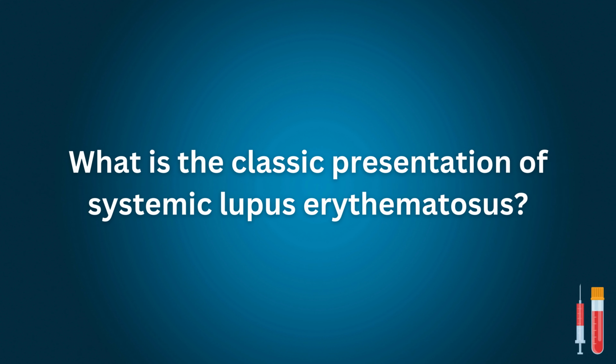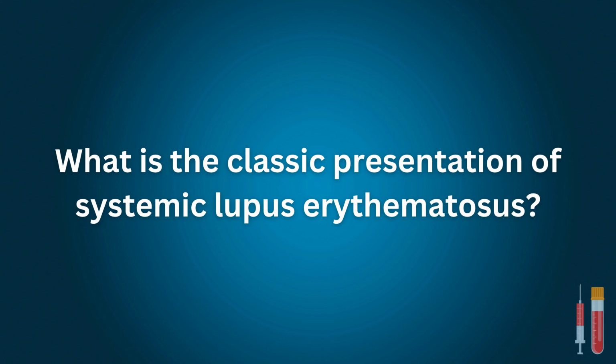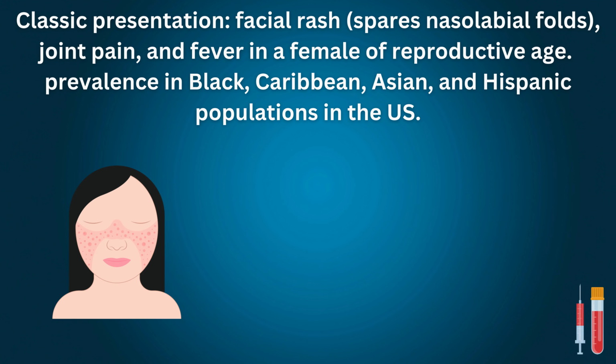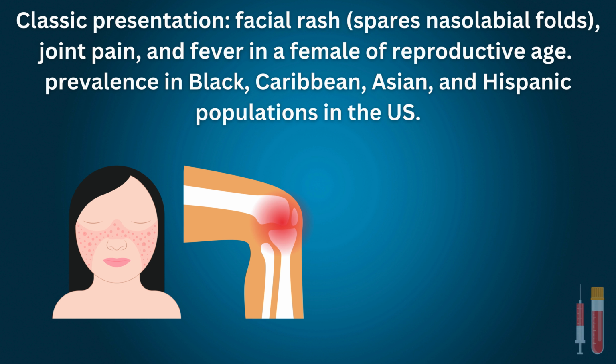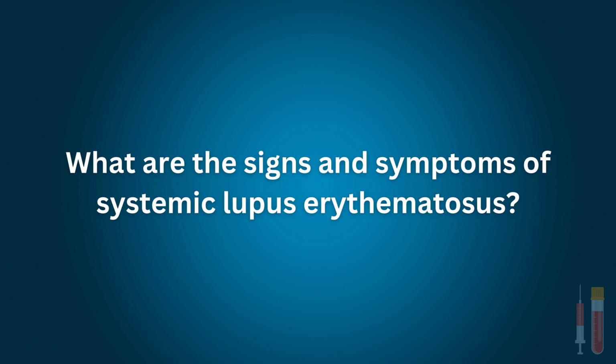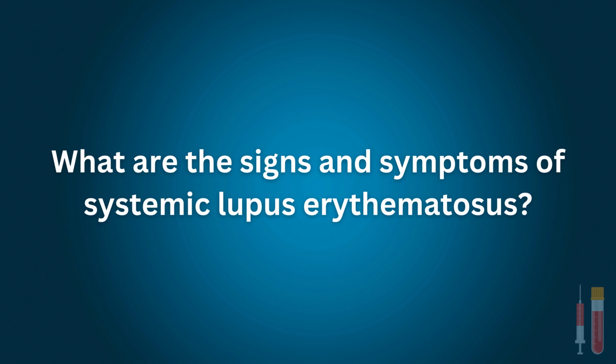What is the classic presentation of systemic lupus erythematosus? The classic presentation of SLE includes facial rash, which spares nasolabial folds, joint pain, and fever in a female of reproductive age. The prevalence of systemic lupus erythematosus is high in Black, Caribbean, Asian, and Hispanic populations in the USA. What are the signs and symptoms of systemic lupus erythematosus?